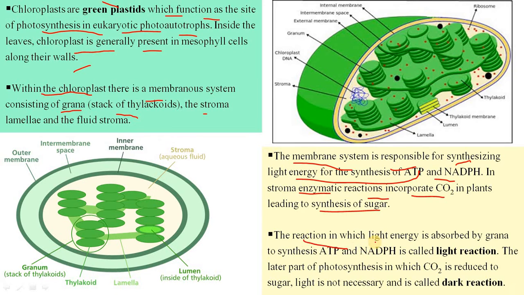The reaction in which light energy is absorbed by the grana for the synthesis of ATP and NADPH is called the light reaction. And the later part of photosynthesis, in which carbon dioxide is reduced to sugar, where light is not necessary, or light independent, is called the dark reaction.